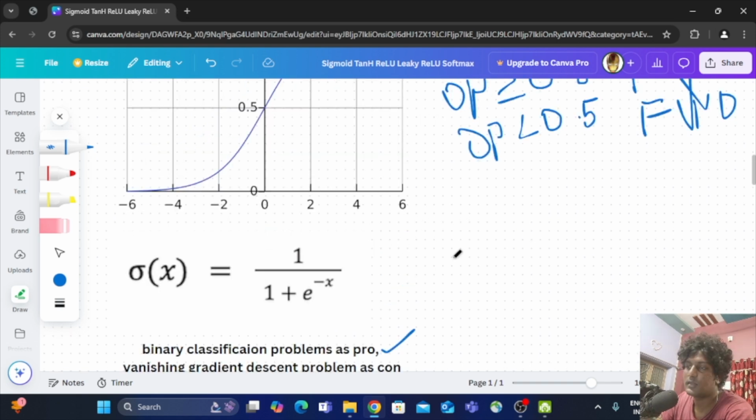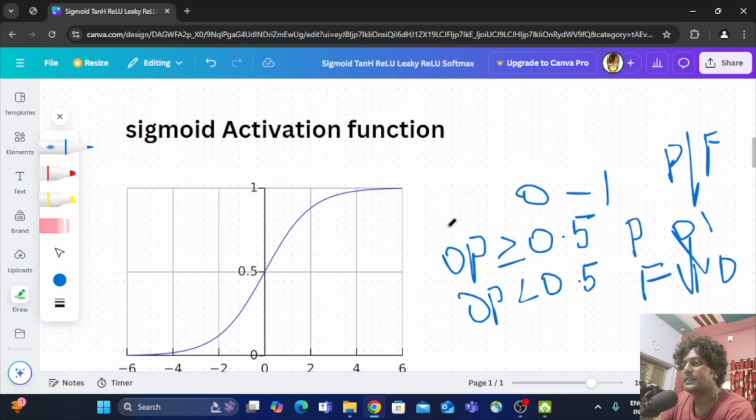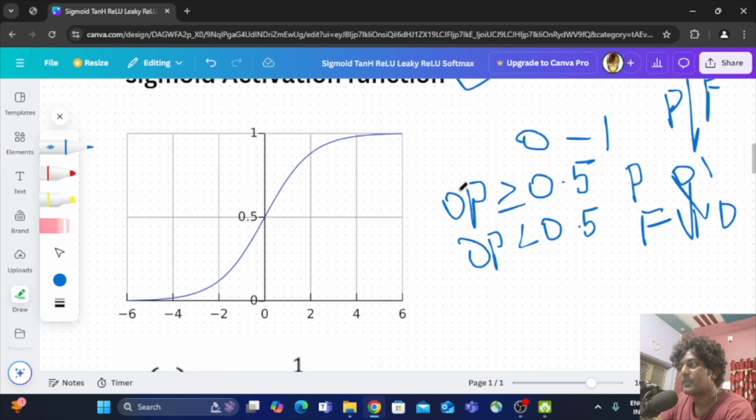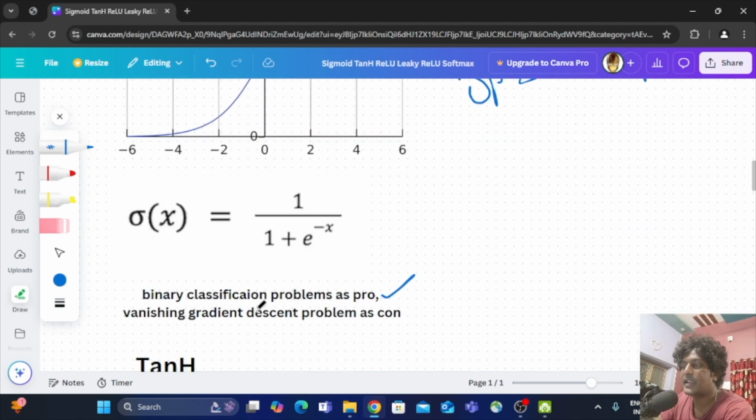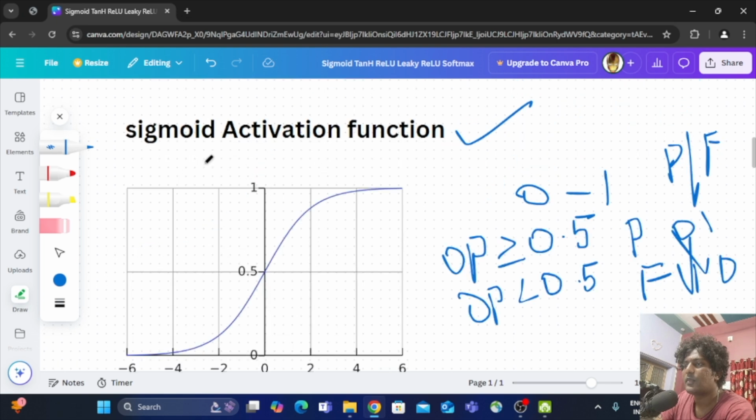The formula for the sigmoid activation function looks like this: 1 divided by 1 plus e power minus x. This sigmoid activation function is mostly used in binary classification problems. Since it solves the binary classification problem, we can use the sigmoid activation function, and it will be helpful for us.